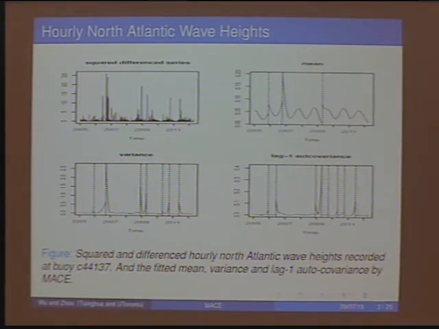Okay, so you can see that here the second, third, and fourth graphs are the fitted mean, variance, and lag one autocovariance using the method I will propose in this talk. You can see that the time series is quite non-stationary. Let's first take a look at the variance and the lag one autocovariance. You can see that there are at least 6 or 7 abrupt change points that we detect. Those vertical lines are the locations of the detected change points.